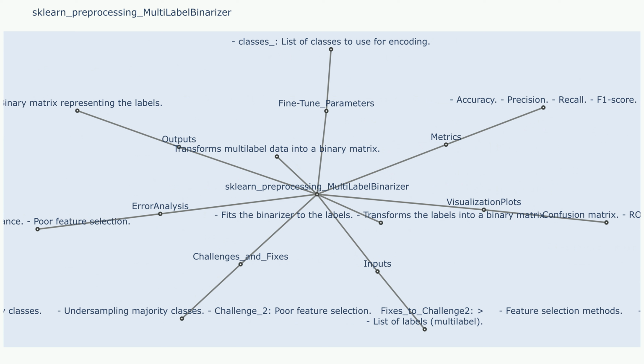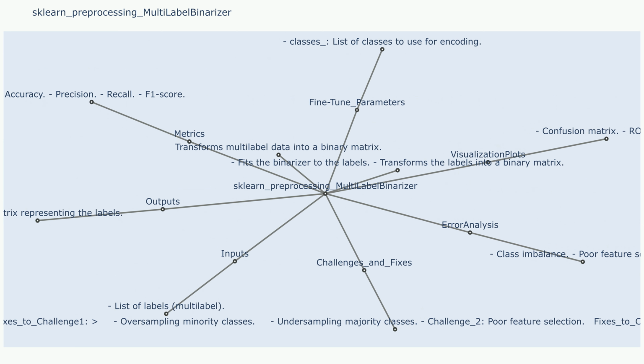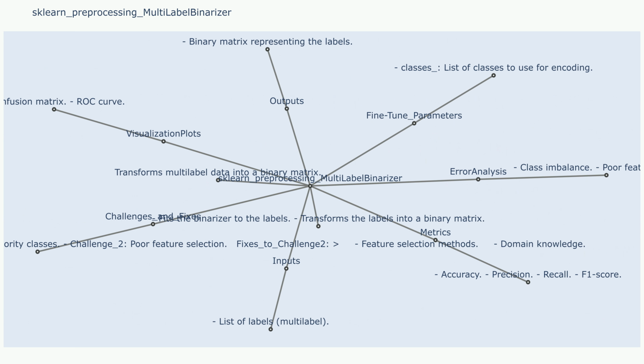Metrics. Accuracy. This metric measures the proportion of correctly classified samples. Precision. This metric measures the proportion of true positives among the predicted positives. Recall. This metric measures the proportion of true positives among the actual positives. F1 score. This metric is the harmonic mean of precision and recall.